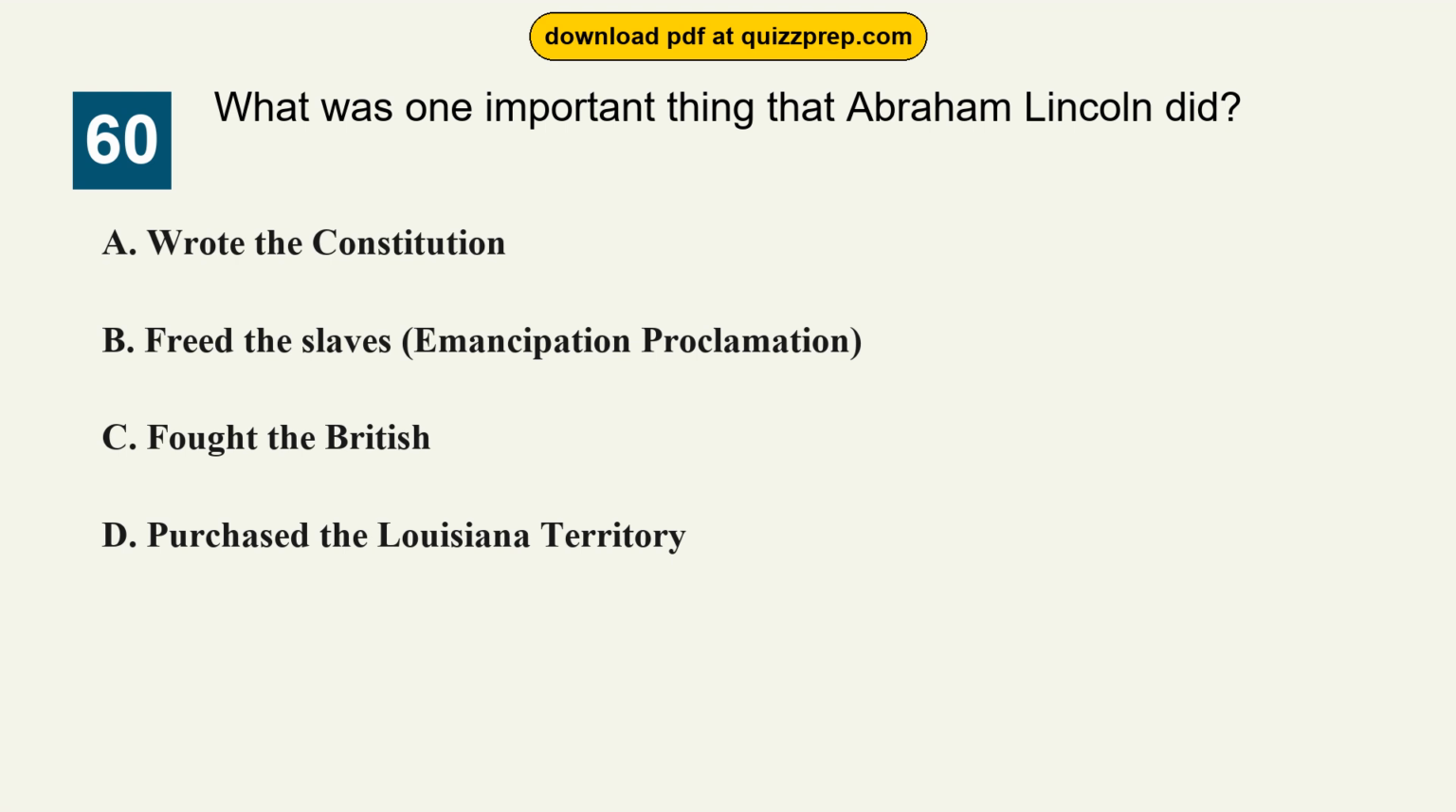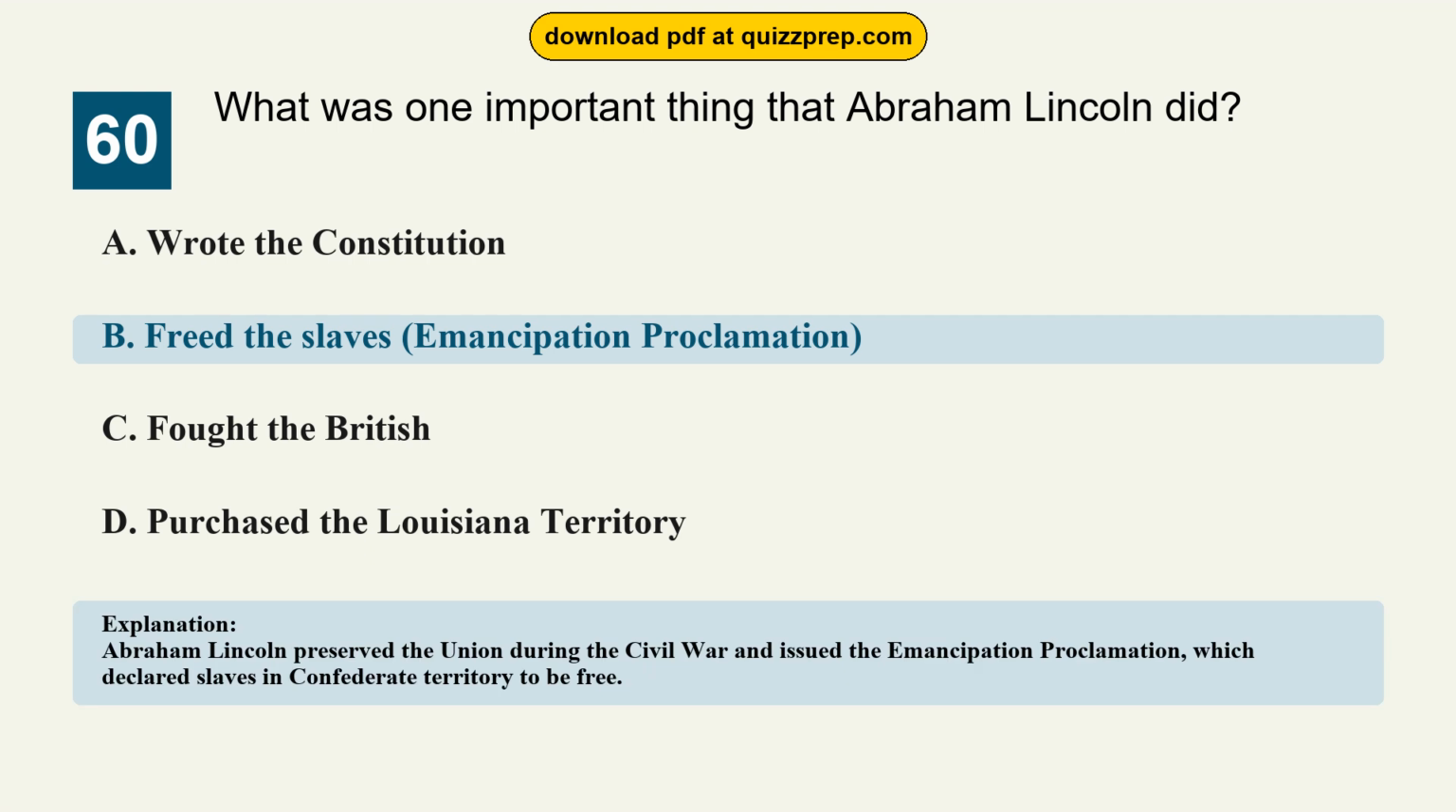Question 60. What was one important thing that Abraham Lincoln did? Option A, wrote the Constitution. Option B, freed the slaves, Emancipation Proclamation. Option C, fought the British. Option D, purchased the Louisiana Territory. The correct answer is option B, freed the slaves, Emancipation Proclamation. Abraham Lincoln preserved the Union during the Civil War and issued the Emancipation Proclamation, which declared slaves in Confederate territory to be free.